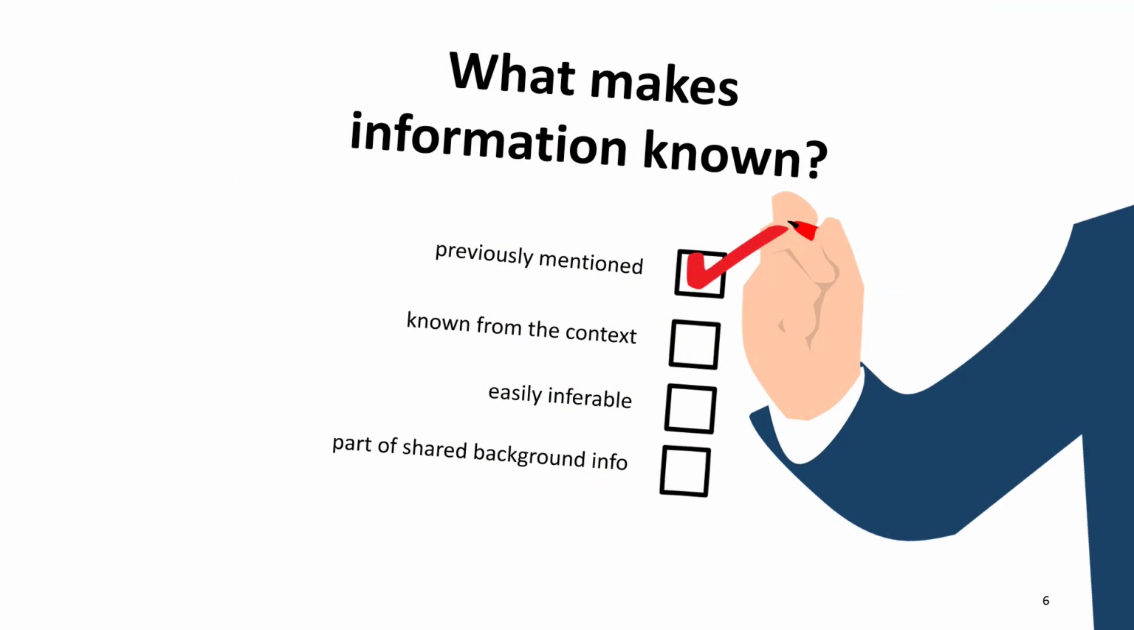Readers can understand that the information in your text is known if an item in your sentences is previously mentioned in the text, an item is known from the context of the situation, an item is easily inferable from previous statements, or an item is part of shared background information.